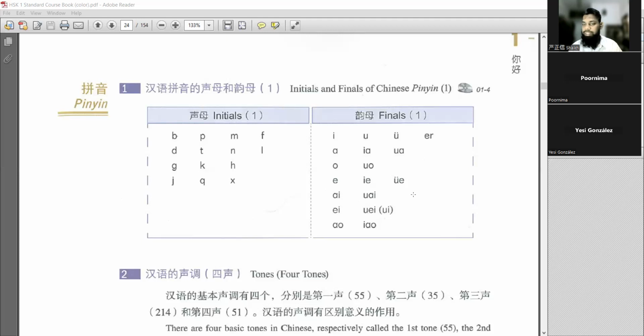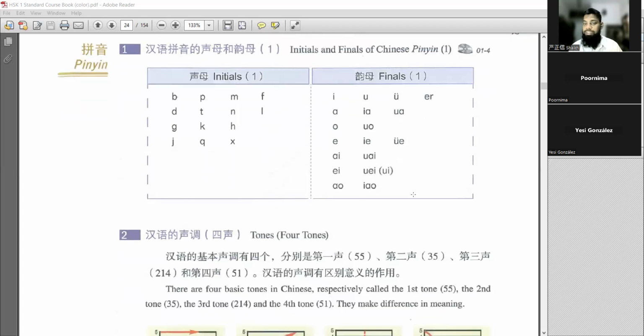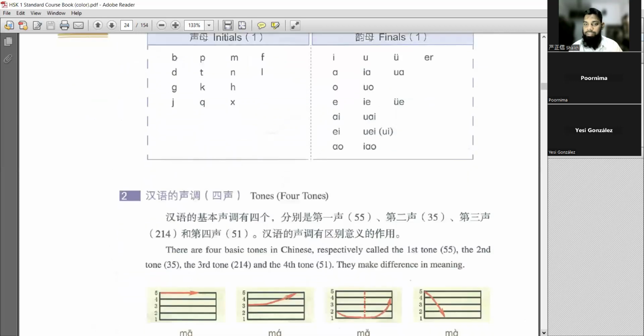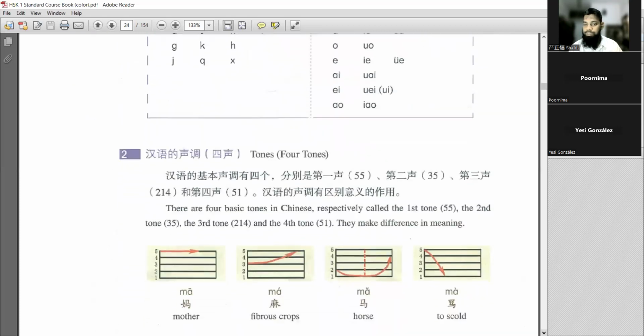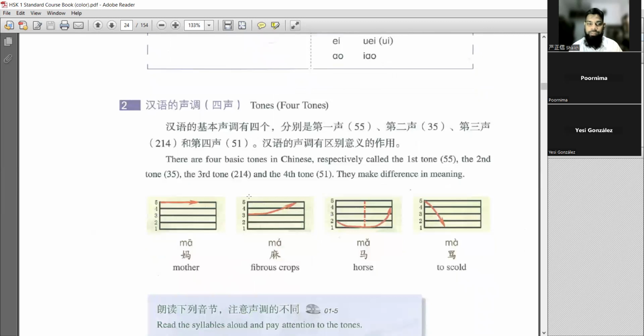So these are the initials and the finals. And then we have also studied the tones. These initials and finals and tones combine together and make a syllable. Because Chinese is a tonal language and you always have to pronounce the tone. Although there are some syllables which do not require any tone, these are very rare. All the time you will find the tones in the Chinese characters. So there are four tones in Chinese.